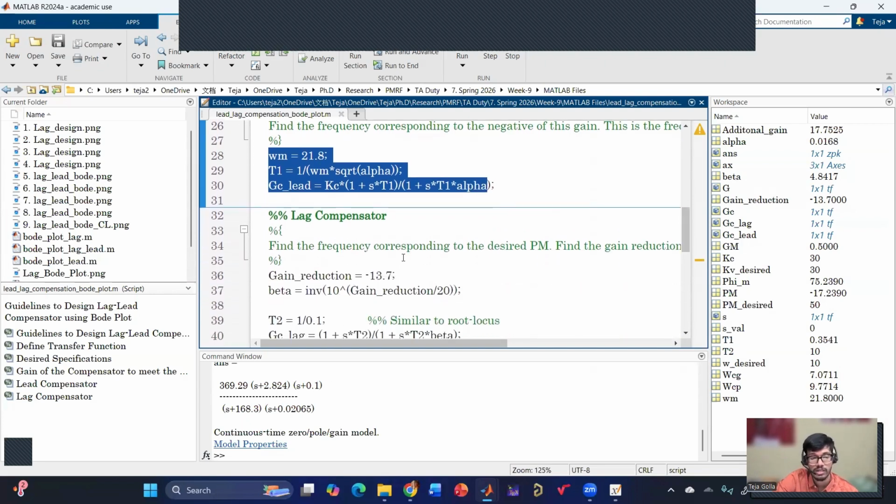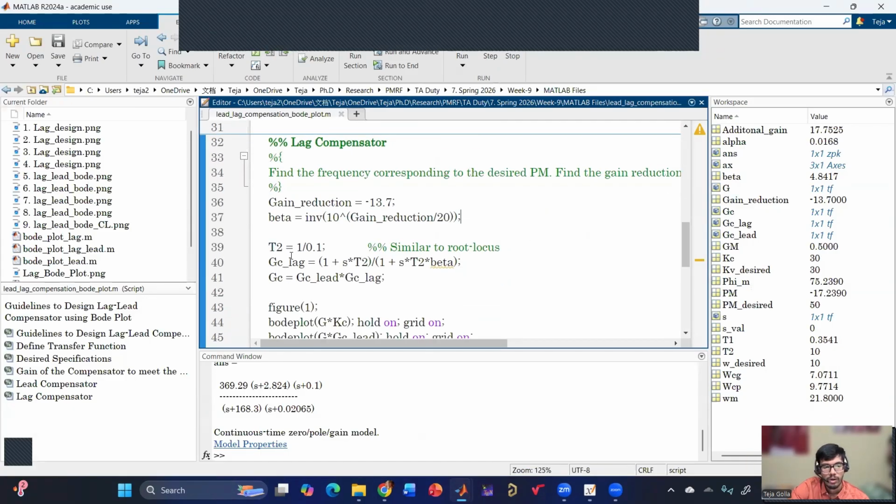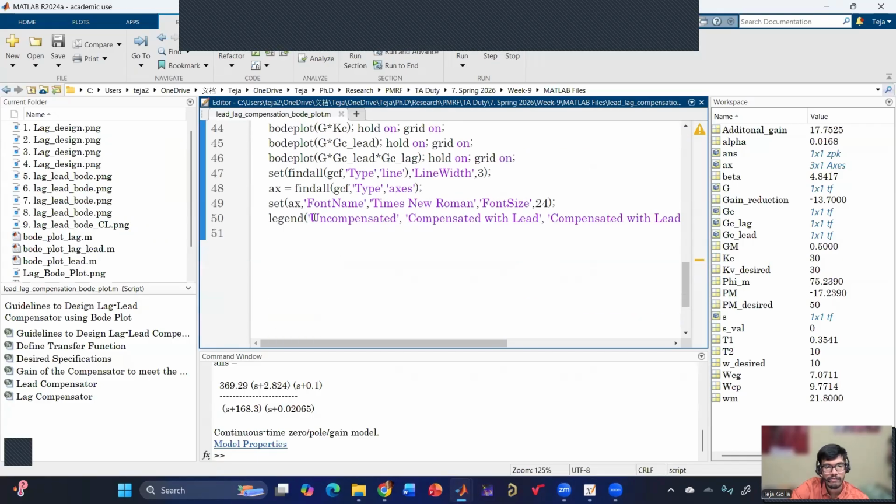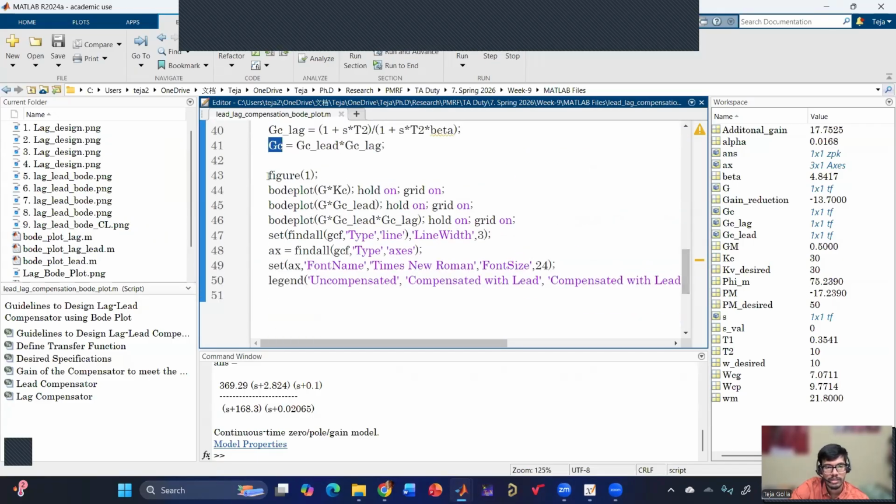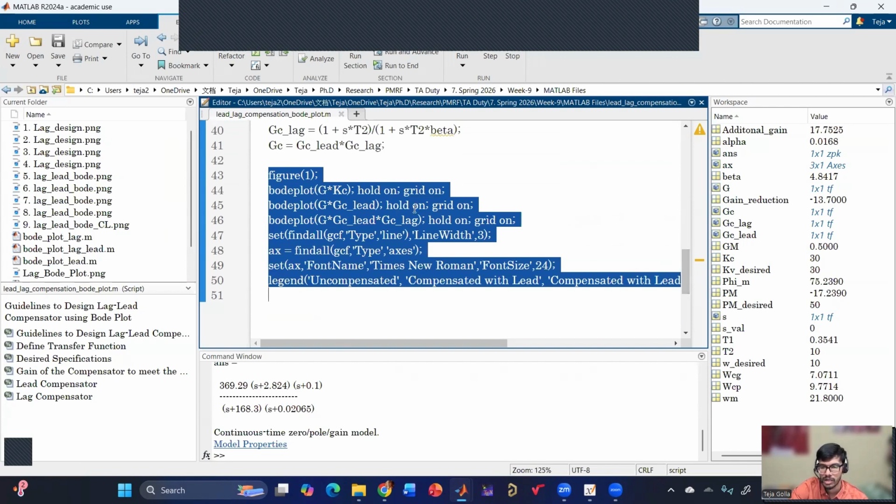Now it is not sufficient. So now I have to reduce the gain so that my phase margin will be in that region where it is actually meeting. So I have considered the phase margin with a 12% correction, and then I've seen how much gain reduction is needed. I have calculated beta. Once I have calculated beta, I have calculated the value of T2. Once I get T2, I will get GC lag. So now my compensator will be GC lead into GC lag. That will be my final GC. And then I have plotted the overall Bode plot to see whether the final design criteria are being met or not.